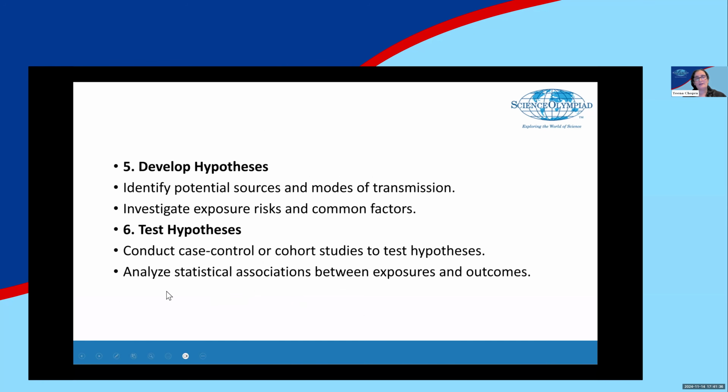And then you develop a hypothesis. What could be the potential sources and modes of transmission, like I told you? It could be that, like for example, John Snow, when he identified and investigated the cholera epidemic in 1840s in London, what was the mode of transmission of the cholera epidemic? It was the pump that had the contaminated water. So that's what John Snow is famous for. Investigate what are the exposures, risk factors, and common factors.